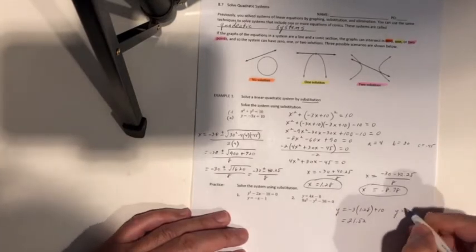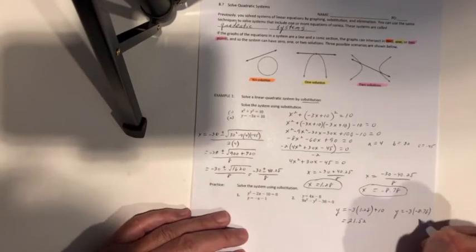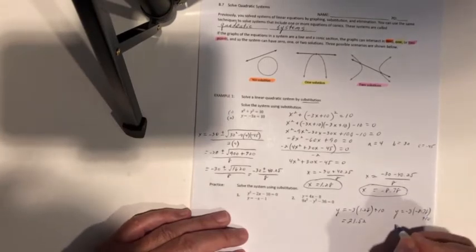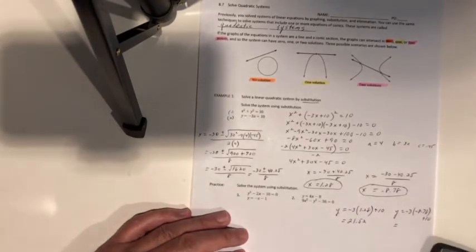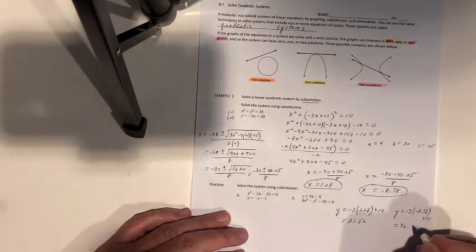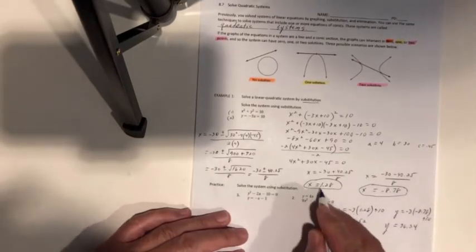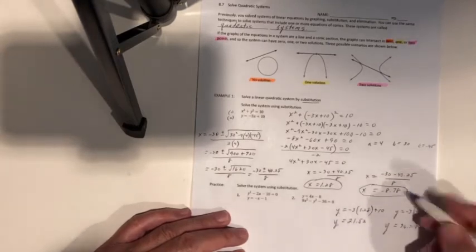And this y is going to give me negative 3 times negative 8.78 plus 10. So that's going to give me negative 3 times negative 8.78 plus 10 equals 36.34. All right? So this y applies to this one, and this y applies to that.